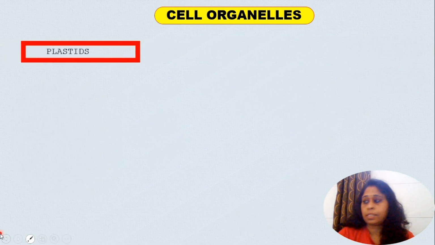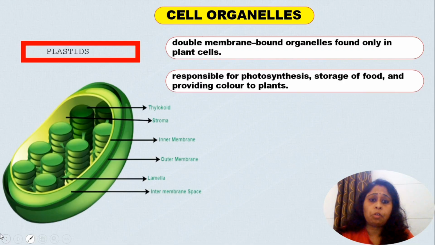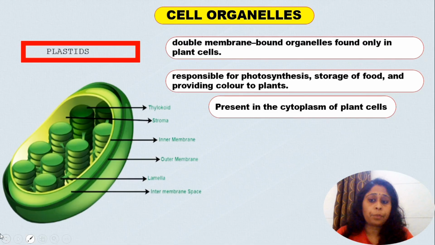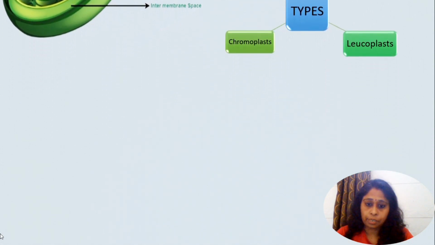Next is plastid. Now, what is a plastid? Plastids are basically double membrane bound organelles that are found only in plant cells, not in animal cells. As they are found only in the plant cell, that's why they are responsible for photosynthesis, storage of food, and they provide color to the plants. And they are present in cytoplasm of the plant cells. Clear? There are three types of plastids: chloroplast, chromoplast and leucoplast. Let's see what are they.